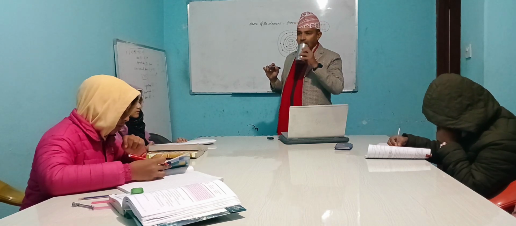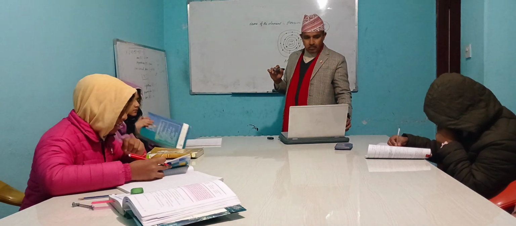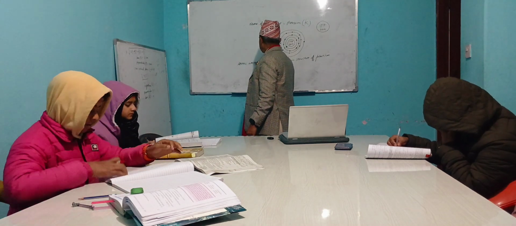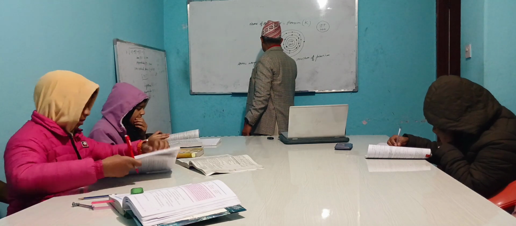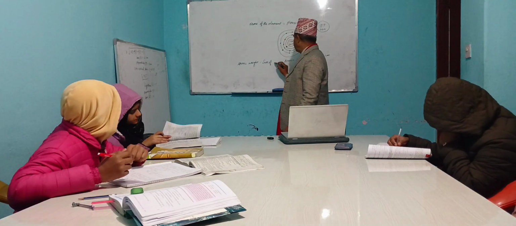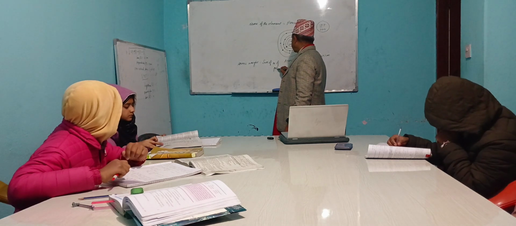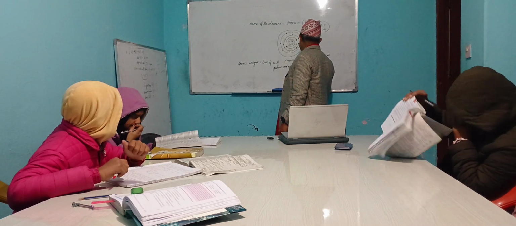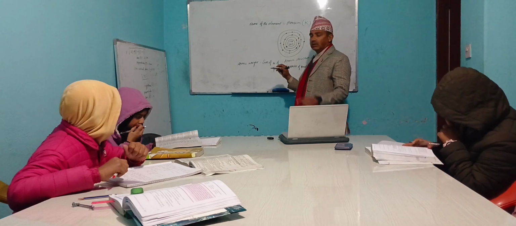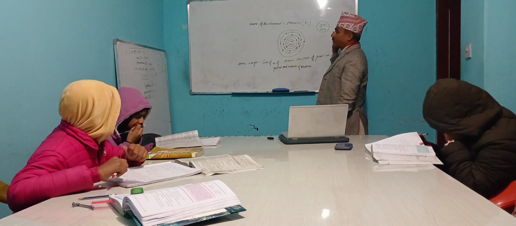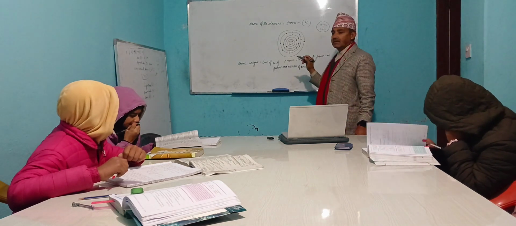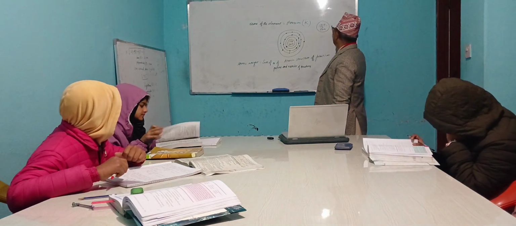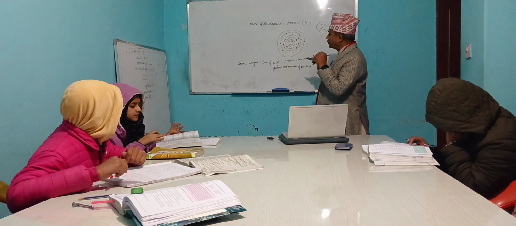What is the information required to calculate the atomic weight of the element? Okay, atomic weight equals the sum of the number of protons and the number of neutrons. So, to calculate the atomic weight, we need the number of protons and the number of neutrons. How many protons are given here? 19. How many neutrons? 20. If you add these 19 and 20, how many will you get? 39.